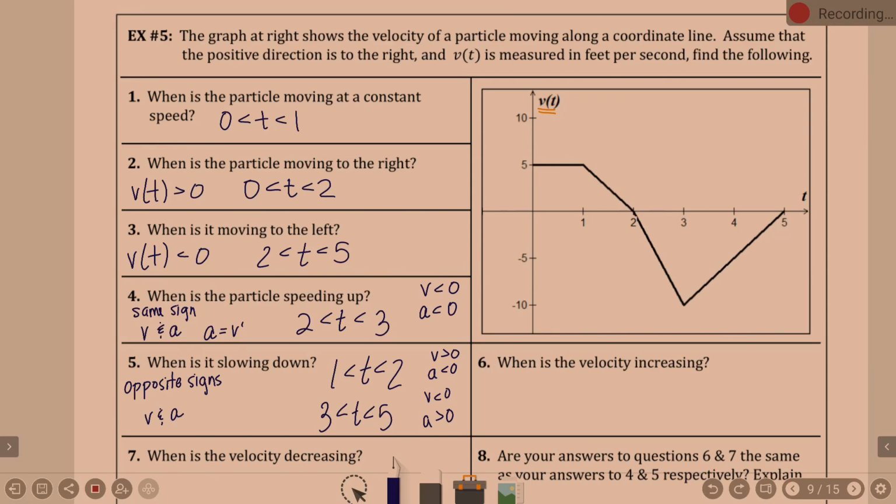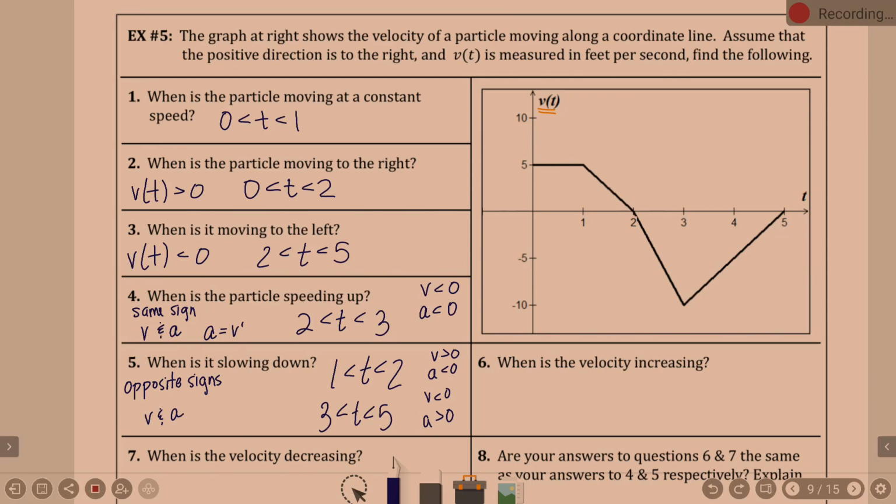When is the velocity increasing? From 2 to 3. No? No. From 3 to 5. No. Never. It's never increasing. Okay. How do we determine velocity increasing? Velocity increasing is going to be true when what? Velocity doesn't have to be positive, but when is your velocity going to be increasing?